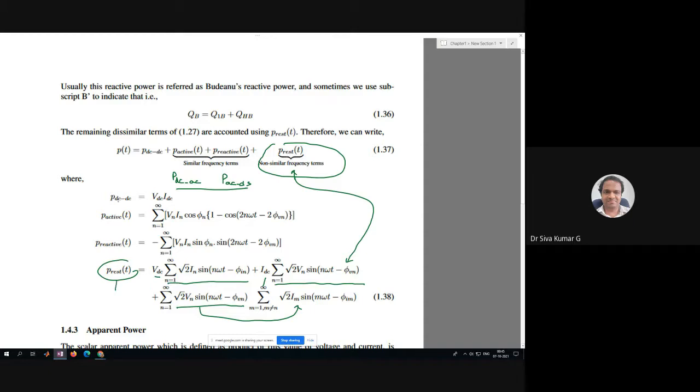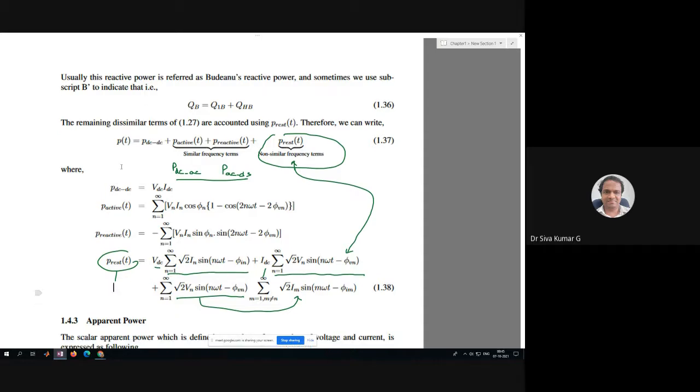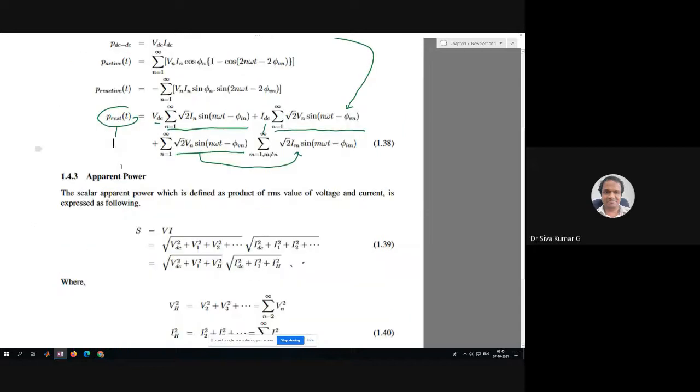This is the PDC. This is about how they generally represent the instantaneous powers. We have seen the active power as well as the reactive power. Now we are just going to see about the apparent power. How does it look?